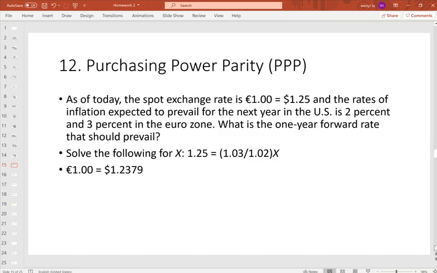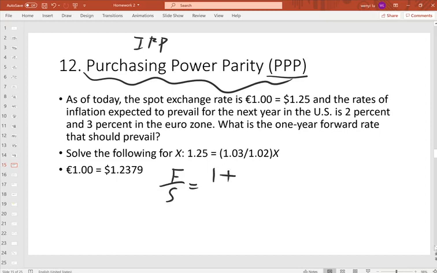Next is our second parity in chapter 6. In chapter 6, we have two parities. One is interest rate parity, the other is purchasing power parity. For purchasing power parity, let me write down the formula: forward rate over spot rate equals 1 plus pi, the inflation rate in the US, over 1 plus the inflation rate in the foreign country, for example the EU, the European countries.